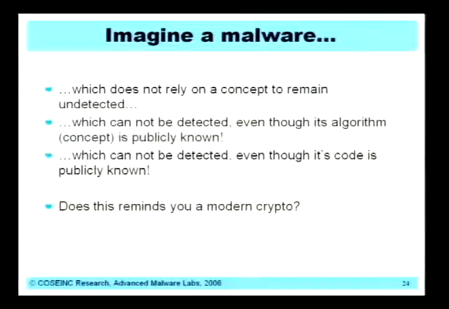So now imagine a malware which doesn't rely on a concept to remain undetected, which cannot be detected even though its algorithm is known. So how does it work? We can go even a step further and imagine malware which would be undetectable even if its code is made publicly available. This is something which reminds me of modern crypto. We know the crypto algorithms, but we cannot decrypt the message, right?